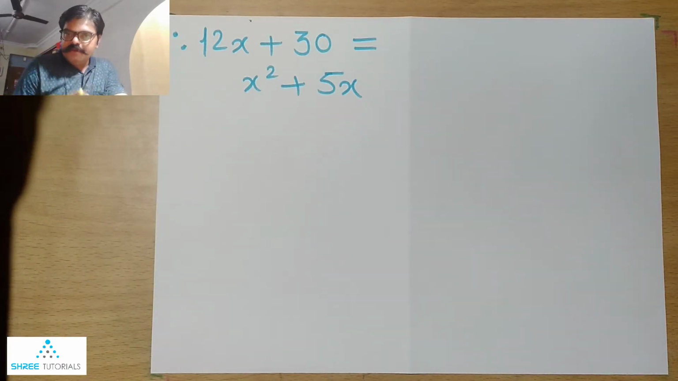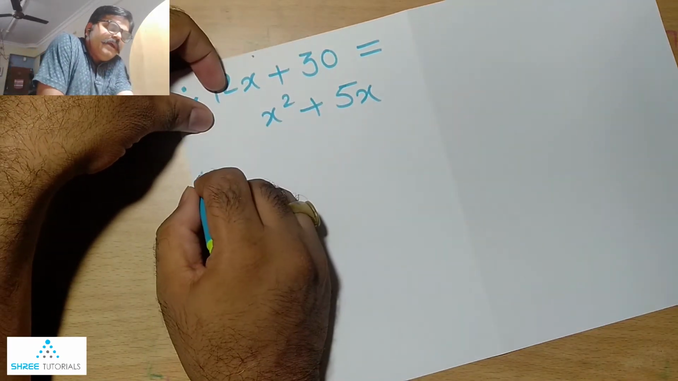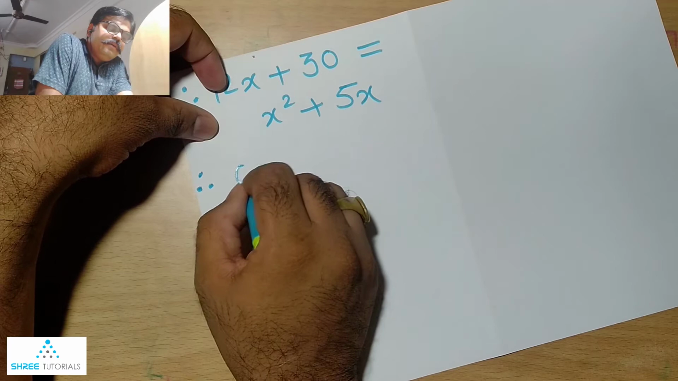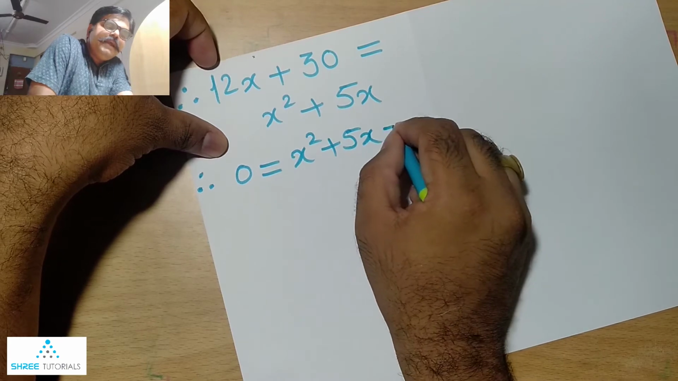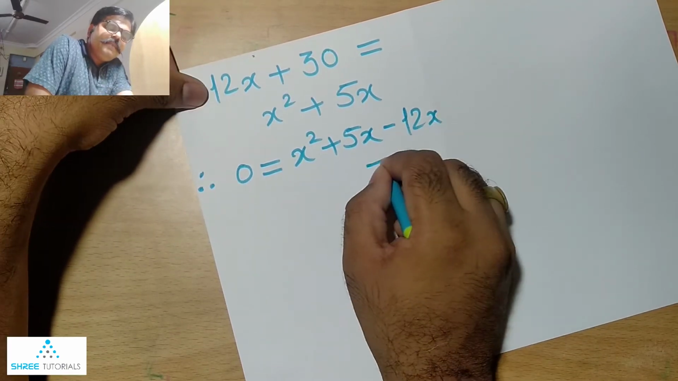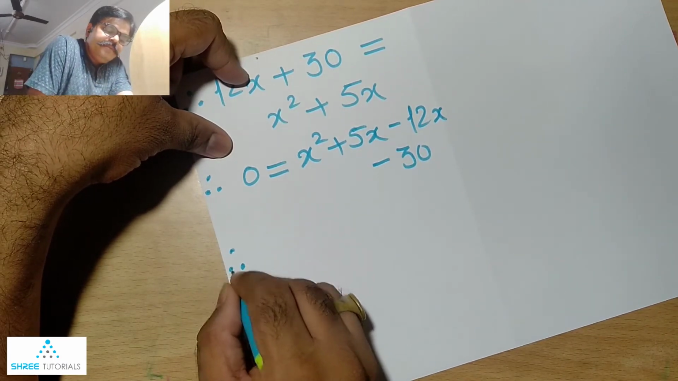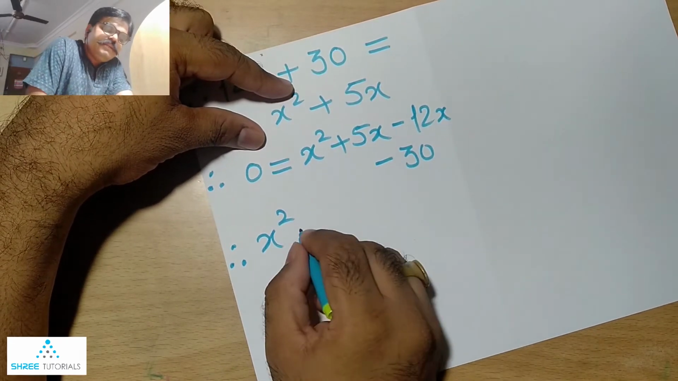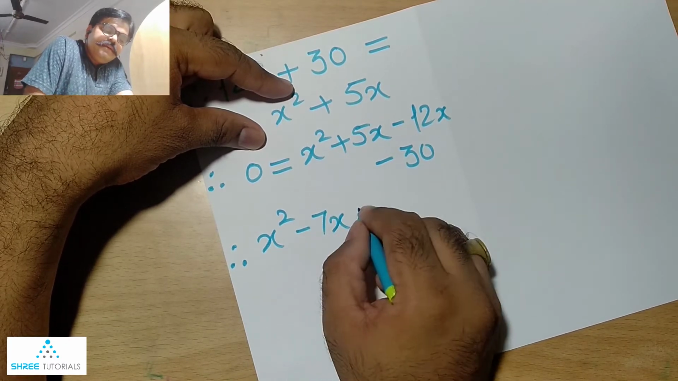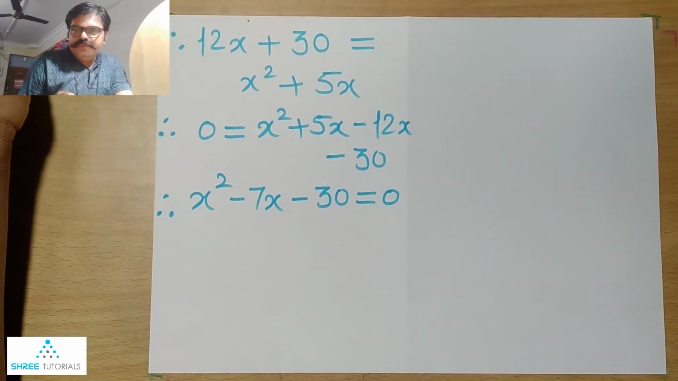Now we are going to simplify this equation so that it looks like a quadratic equation, and for that we bring everything to the right hand side. So our equation will look like 0 on the left hand side, equal to x square plus 5x minus 12x minus 30. If we further simplify, x square plus 5x minus 12x gives x square minus 7x minus 30 is equal to 0. So friends, that's the quadratic equation we are going to get.